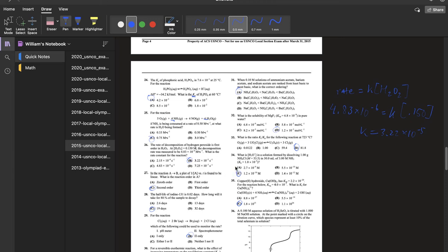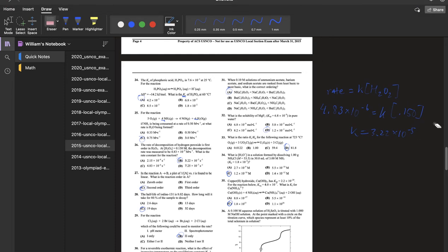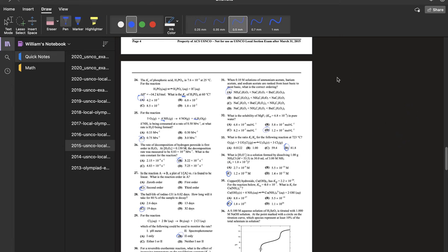27. Okay, that's just memorization. I'll just quickly go over. In USNCO, really only 0, first, and second order things are covered. For 0, you would simply have this is linear over time. For first, you would have natural log is linear over time. I should have left myself some space there. For second order, you will have that 1 over the concentration is linear versus time.